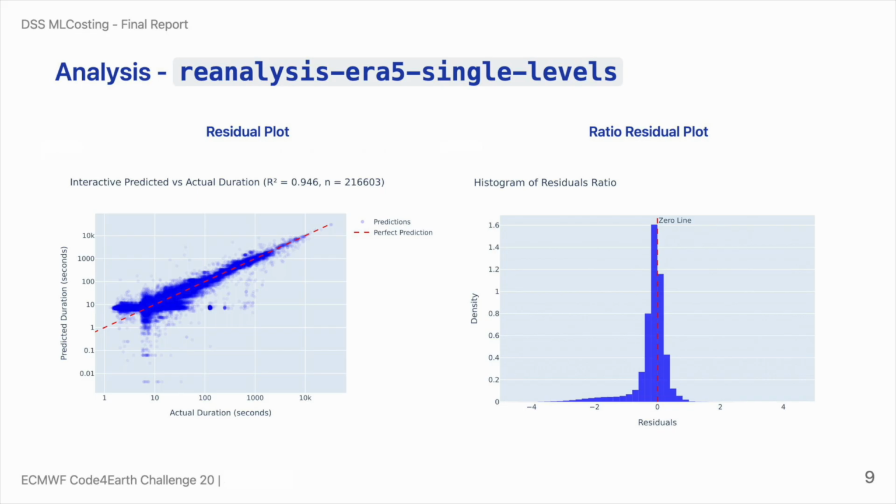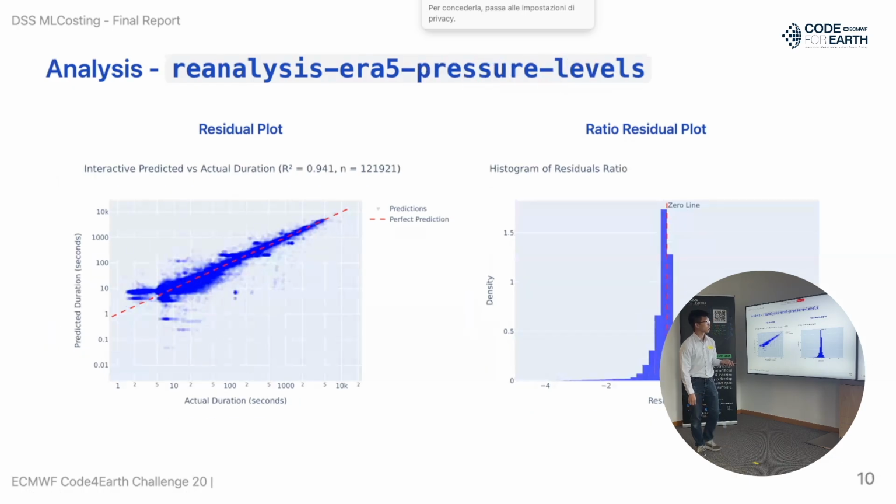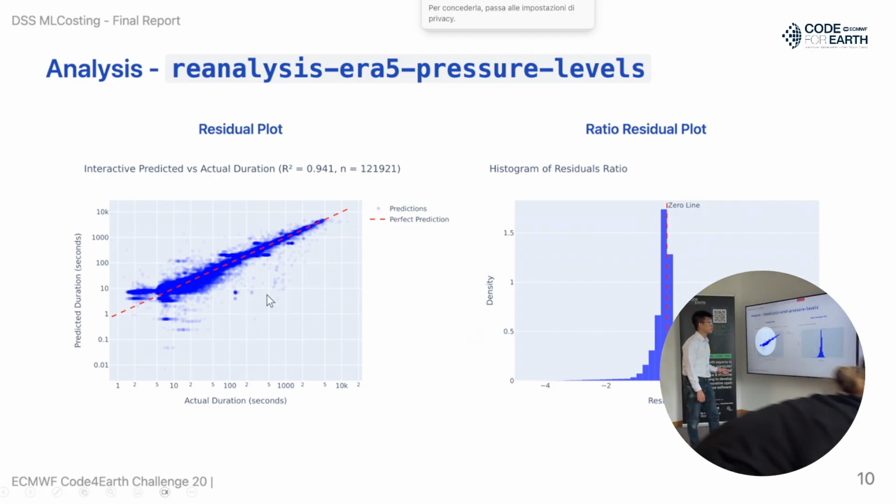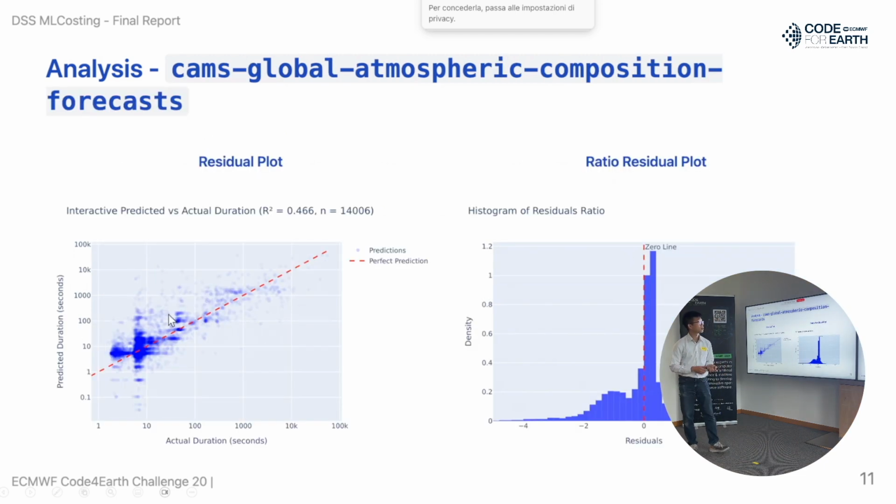Next one is for the pressure level. This has the same problem. There are always some values here in the second range, and there are always constant predictions for each request duration.